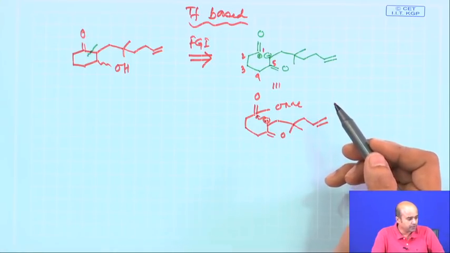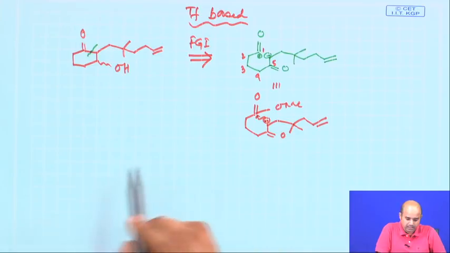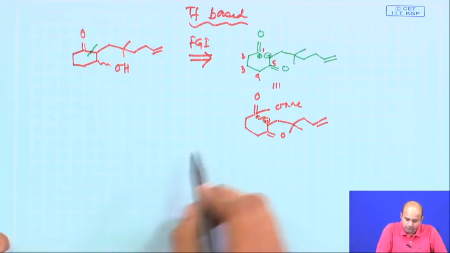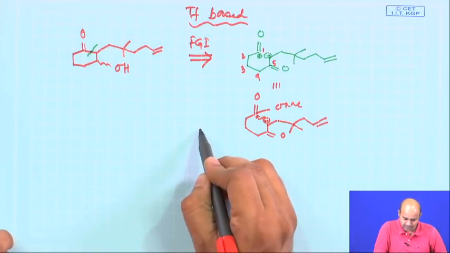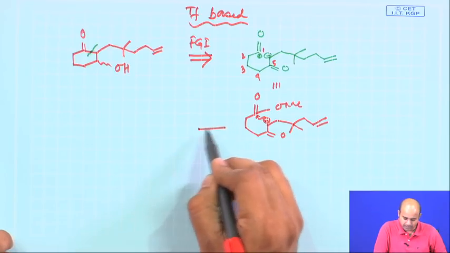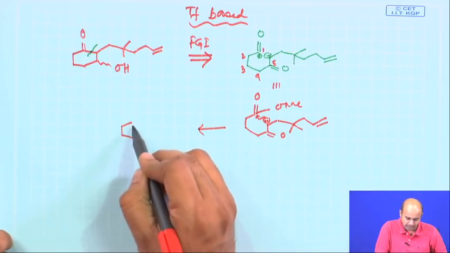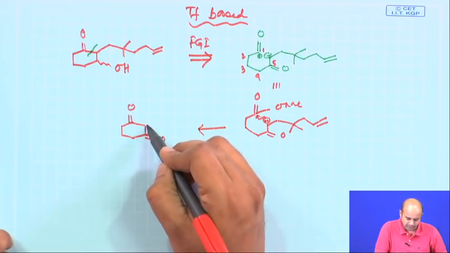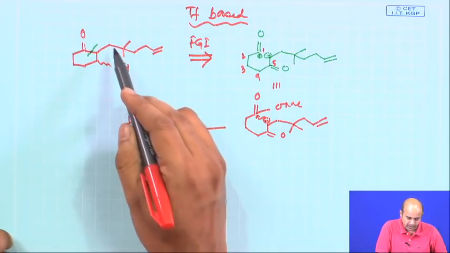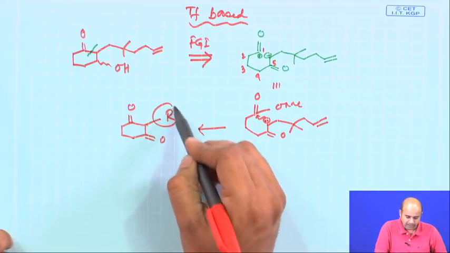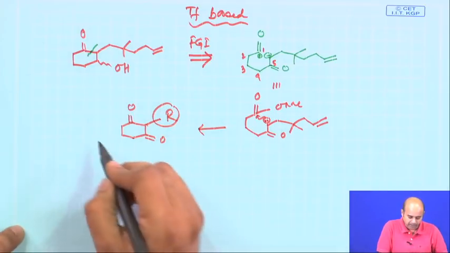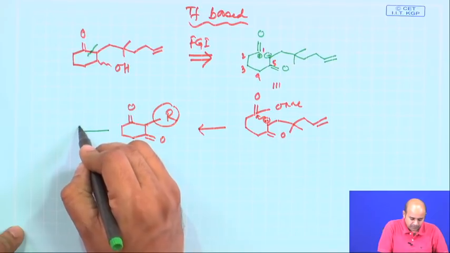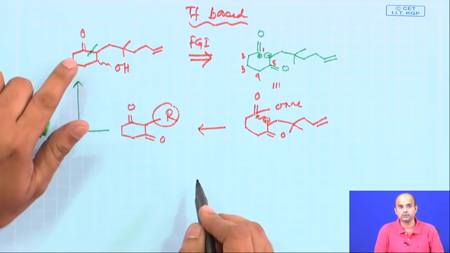So, the Dieckmann reaction is a very powerful reaction, and once you get the Dieckmann product, what is the Dieckmann product? The Dieckmann product is basically your 1,3-cyclohexanedione. This entire group I am putting as R for the sake of simplicity. Now, in the target molecule one carbonyl is reduced.